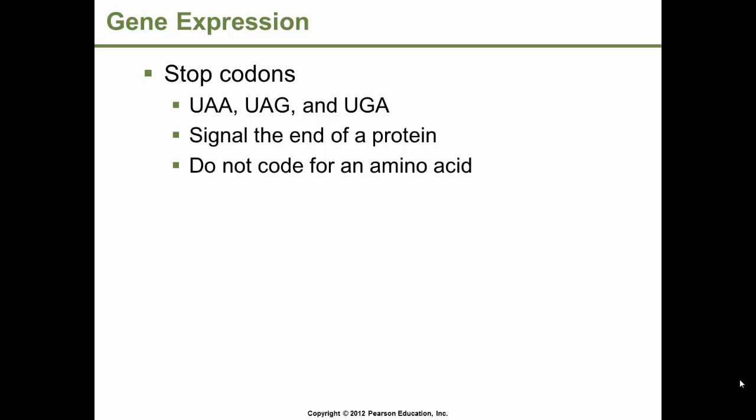There are 3 stop codons, which will be either UAA, UAG, or UGA, which will signal the end of the translation of a particular protein. They do not code for an amino acid. So once one of these 3 sequences is encountered, the translation of that particular protein will cease.